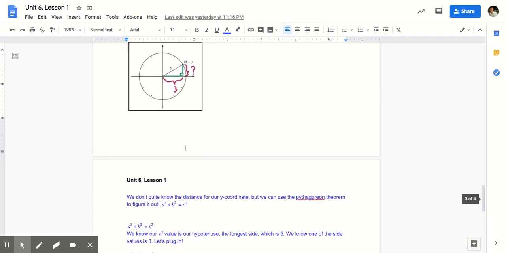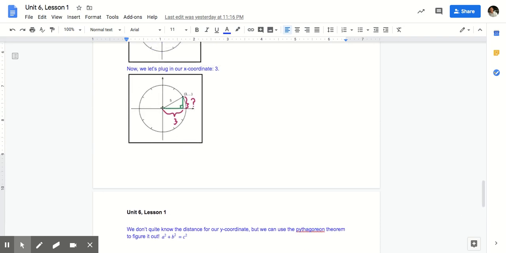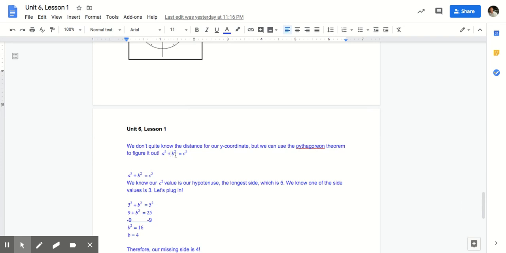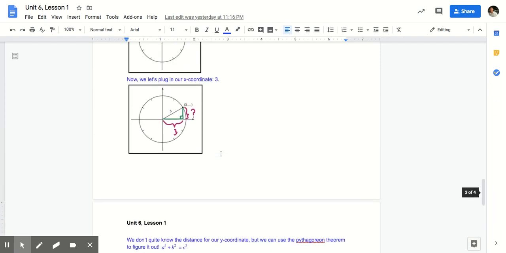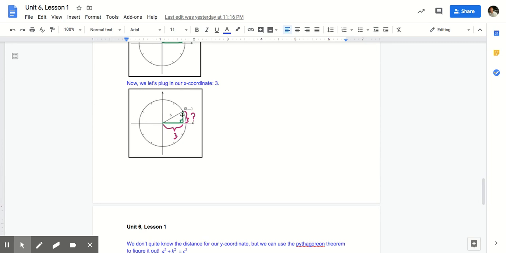Okay, and if you guys remember this from geometry, once we have a right triangle and we have two of the sides, we can figure out the third side using a squared plus b squared equals c squared. We know that our hypotenuse is going to be our c squared, and our hypotenuse, again, is the longest side, which in our triangle here is going to be 5. Okay, and it's also across from the biggest angle, which is 90 degrees in a right triangle. So it's always across from the 90, or it's the longest side. So 5 is our hypotenuse.